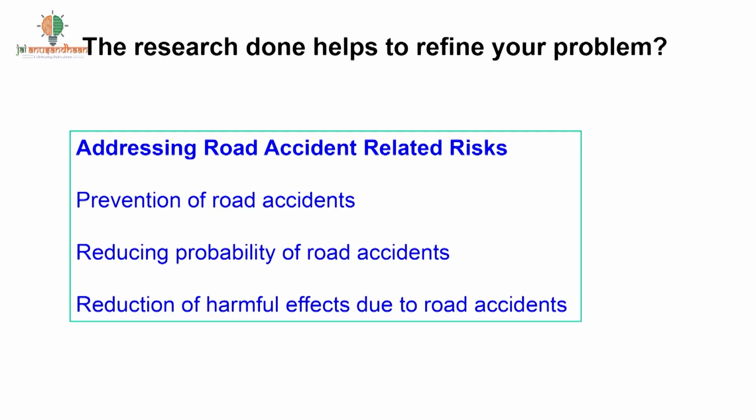When I actually carry out a lot of research, this problem can be split into 3 different aspects. Should I find a solution to prevent the accidents? Then the solution goes in one direction. The second one says, I can't prevent the accidents, but can I reduce the probability of an accident happening by certain methods? My solution goes in a second direction.